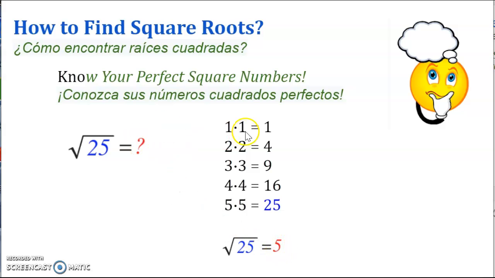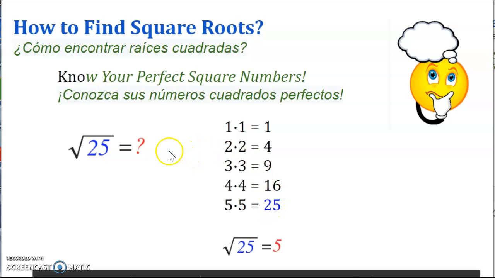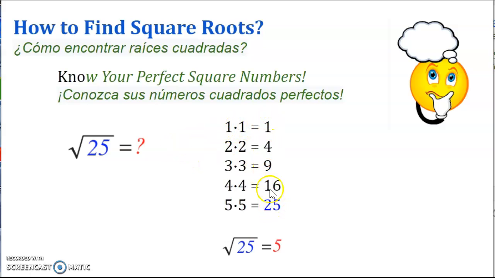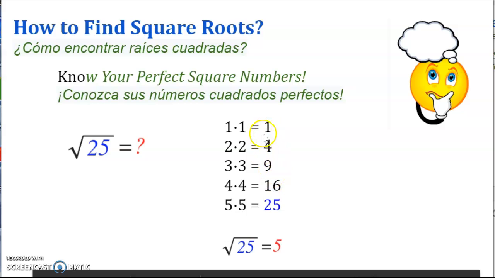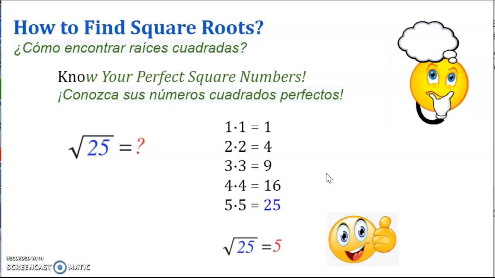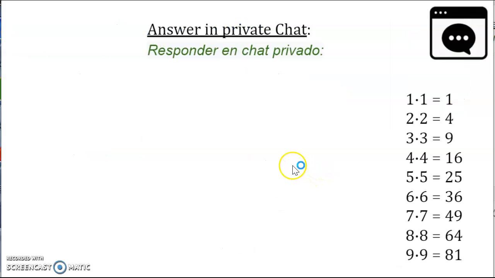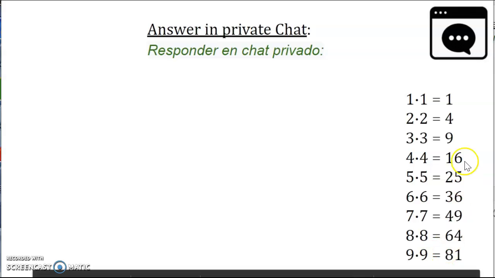So make sure you are familiar with all the perfect square numbers. Of course, the perfect square numbers do not end here. It continues on to 6 times 6 is 36, 7 times 7 is 49, and so on. Okay, so that's how you do it. These are the perfect squares up to 9 times 9, and it does go on forever, in fact.